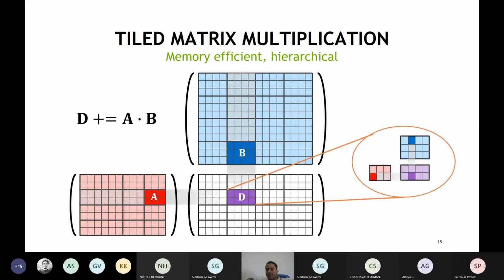So here I have taken 4 tiles from A, 4 tiles from B. I have multiplied this tile with that tile, this tile with that tile, this tile with that tile, and added them. What that means is, whatever is happening at the level of the whole matrix, the same thing is happening at the level of a submatrix or tile. A tile is just a submatrix. So I'm multiplying some matrices, and by adding their partial sums, I'm generating the whole matrix multiplication.